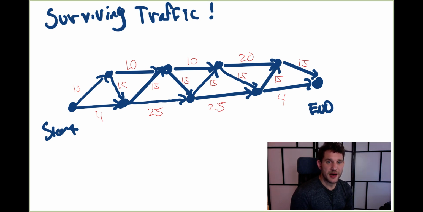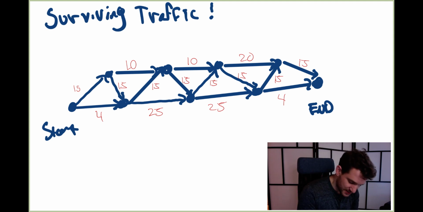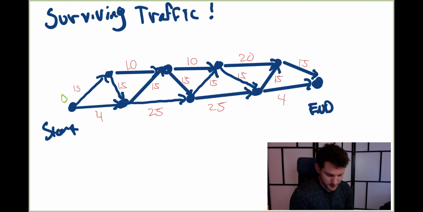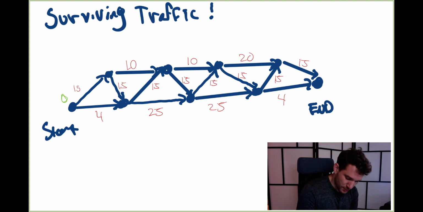So what I'm going to write now is in green. It's going to be the quickest time it takes me to get to various nodes. You're going to notice that I have to start at the beginning. It takes me 0 seconds to get to the first node because I'm starting there. To get to this node, the only way is by taking this one path, which takes 15 seconds. Similarly, to get to this node takes 4 seconds from the beginning.